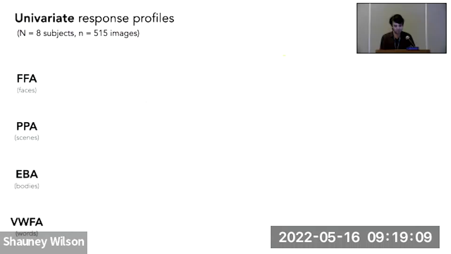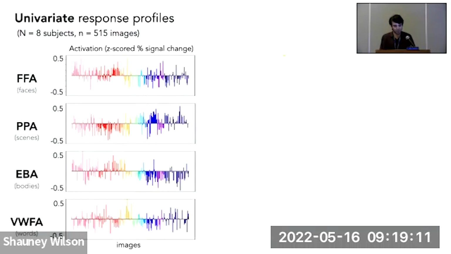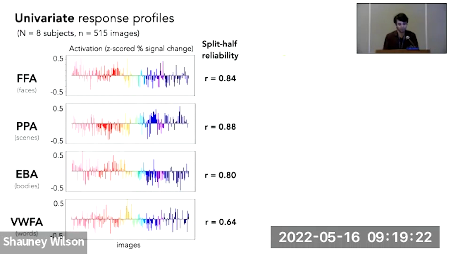We can start by looking at univariate response profiles, looking in 4 different category selective regions for faces, scenes, bodies, and words. We find graded univariate response profiles across the 515 images. Importantly, these profiles are highly reliable across subjects, though slightly less so in VWFA. And we also find graded interrelationships between the regions.